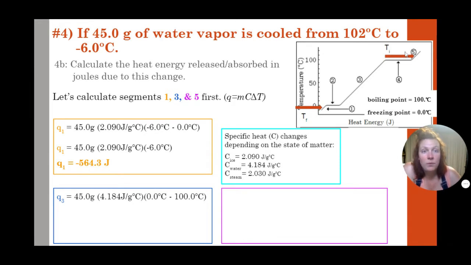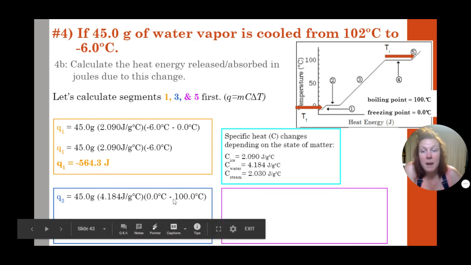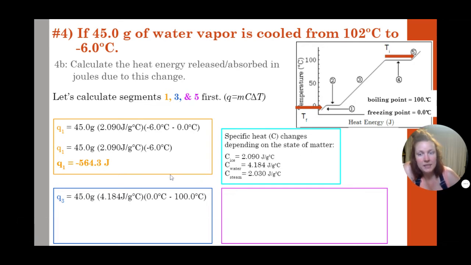So because we're moving from right to left on our heat curve, our initial temperature is going to be at the top of section 3, so it'd be 100 degrees Celsius. So T initial is 100, and T final will be 0. So that's T final minus T initial, giving us -100 degrees Celsius.